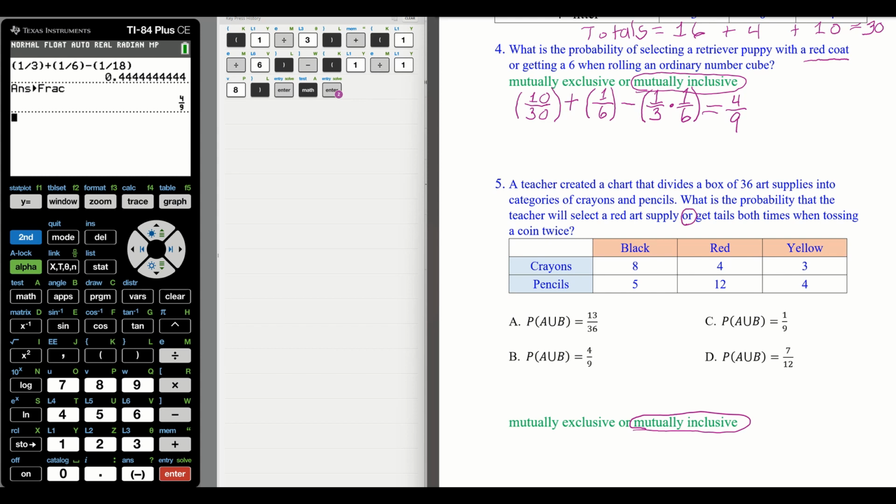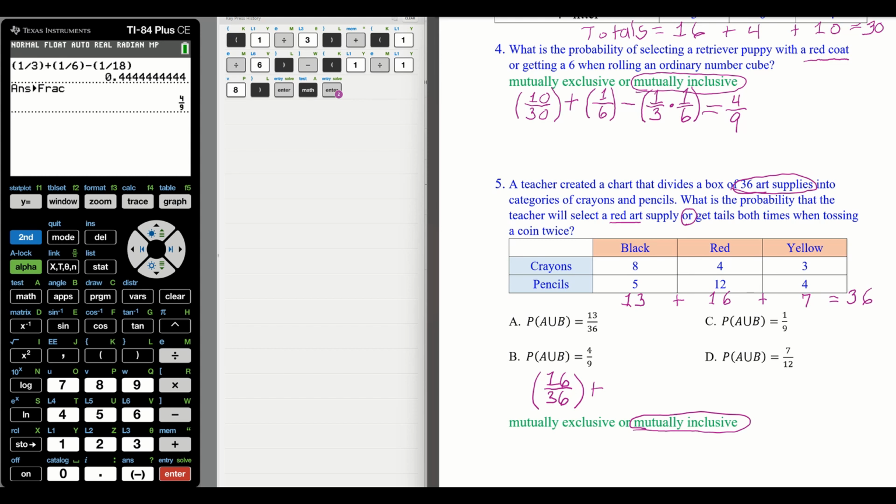So let's look at our first event, a red art supply. Let's go to red. Red, that is 16 total. Black, that's 13 total. Going to be adding these together. Then 7 yellow, and that equals 36 art supplies, which they had already told us that it was 36. So we have red, first event, 16 out of 36.